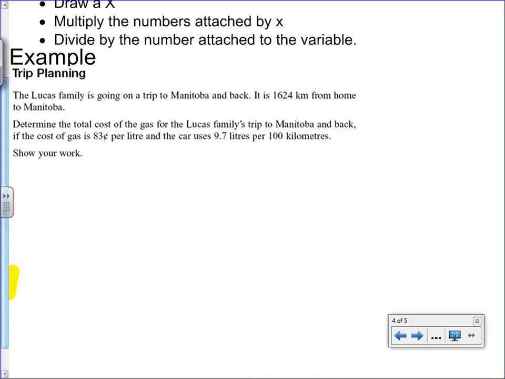It says here, the Lucas family is going on a trip to Manitoba and back. It is 1,624 kilometers from home to Manitoba. Determine the total cost of gas for the Lucas family's trip to Manitoba and back if gas costs 83 cents per liter and the car uses 9.7 liters per 100 kilometers. Holy smokes, this is a lot. I'm going to set up my first ratio. What's my first ratio here? If you had to make an educated guess, what's my first ratio here, Tristan?